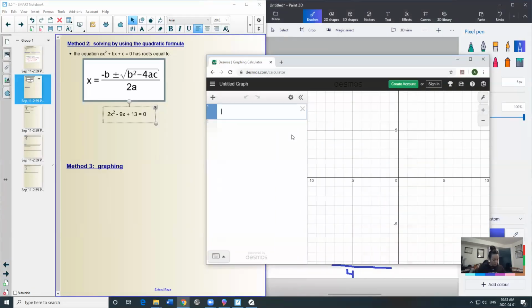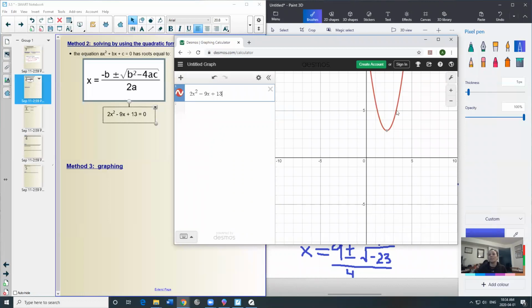So I'm going to take this equation, 2x squared minus 9x plus 13 equals, oh, plus 13 equals, never mind. That's all we need for this one. Okay. And what you can see is that we do end up with this beautiful parabola, but this parabola does not cross our x-axis. A solution to a quadratic equation are its x-intercepts. So if there are no x-intercepts, if it doesn't cross the x-axis, there isn't a solution.